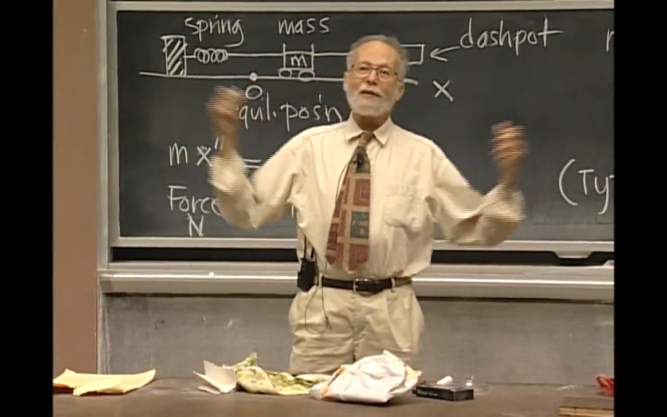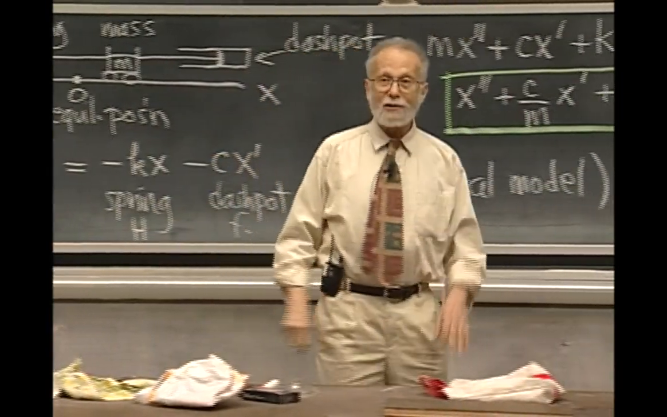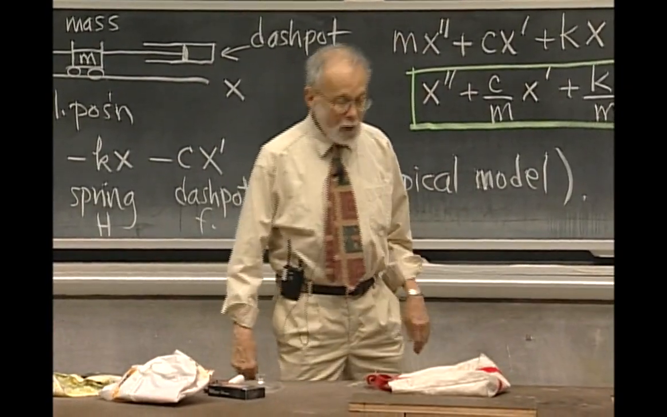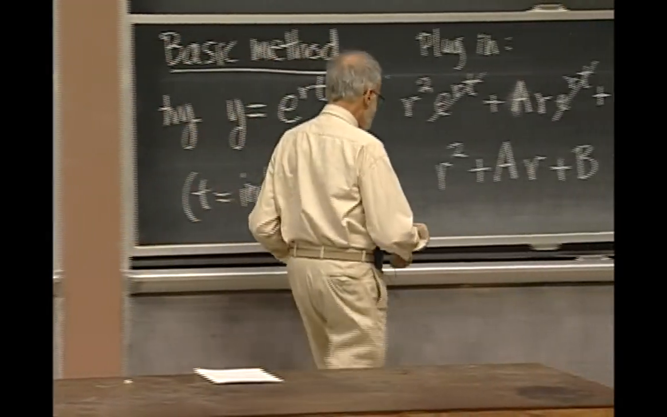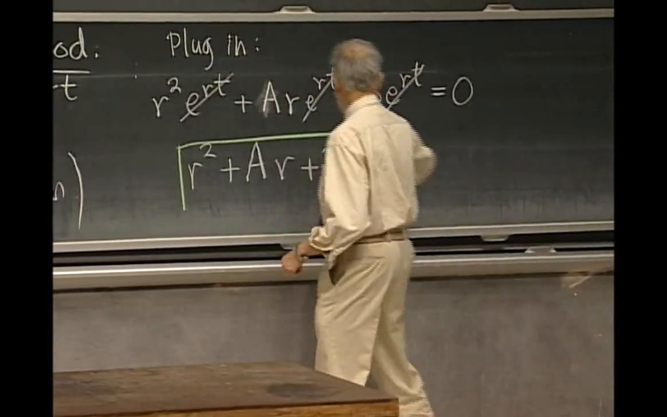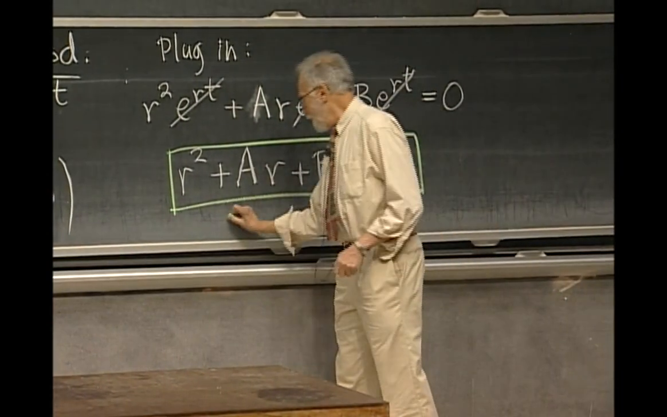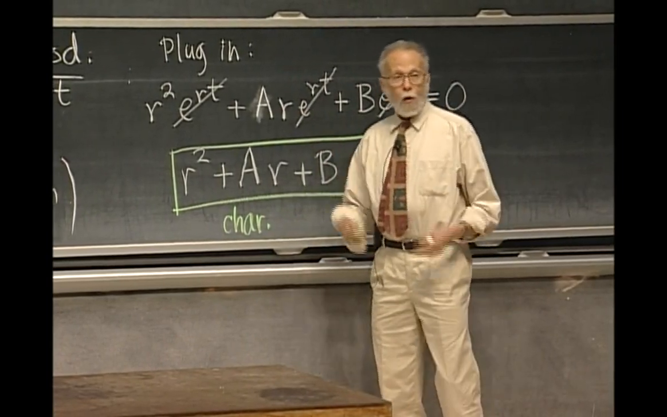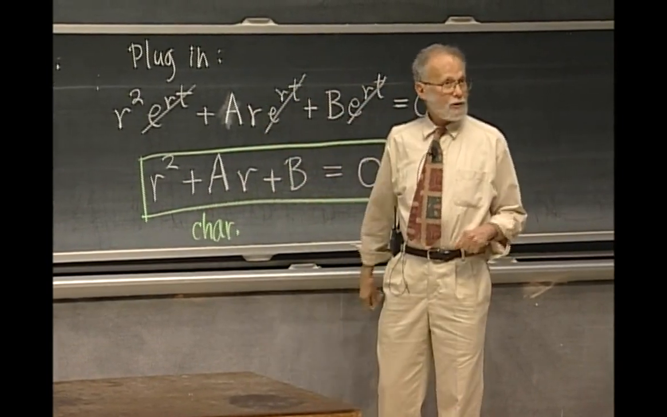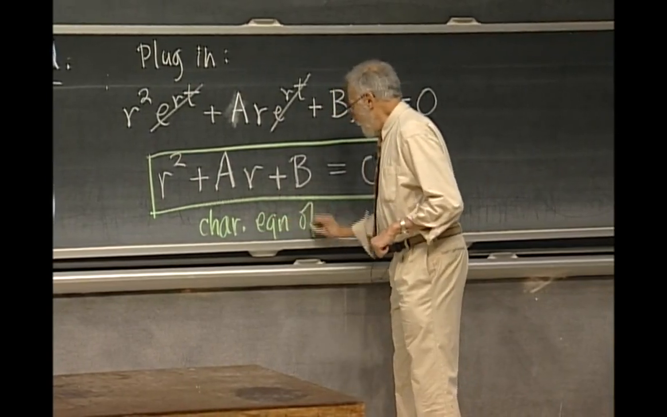In order that at this moment you would be ready to find how spring mass systems behave when they are damped. This is called the characteristic equation. The characteristic equation of the ODE or of the system, of the spring mass system, which it's modeling. The characteristic equation of the system.